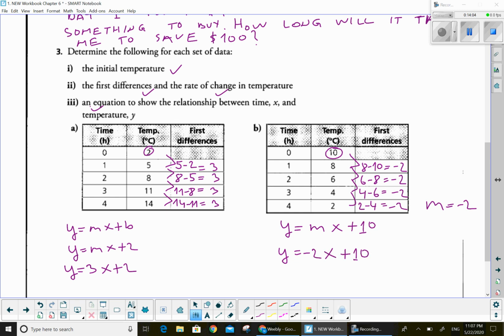There we go. So the first one was increasing. It's going kind of like this. Temperature is getting hotter, I guess you can look at it. And this one is decreasing. Temperature is getting lower. All right, moving to the next question.